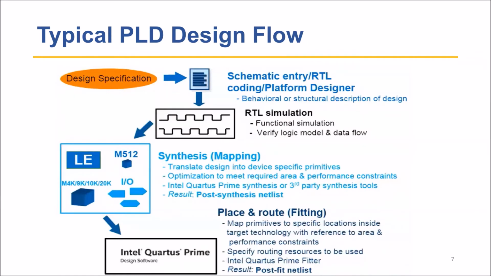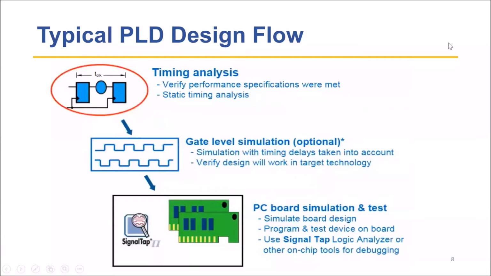The last step is to perform place and route, that we call fitting in Intel. In this step, the tool maps primitives to specific locations inside the target technology and specifies routing resources to be used. The result is a post-fit netlist. After that step, we can perform a static timing analysis to verify performance specifications were met. Then, we can program and test the design on board.